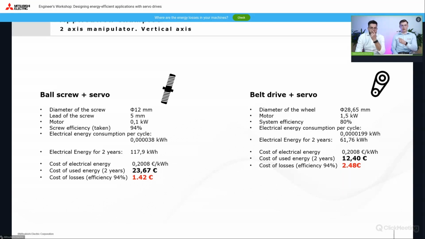The second example on the right side is the belt drive, also with the servo. Of course, a bigger motor, the same cycle. The difference is in the efficiency of the belt drive, because it is about 80% for typical units. And with that, we have the cost of working with this application at the level of 12.5 euros, and the costs for the losses 2.5 euro.